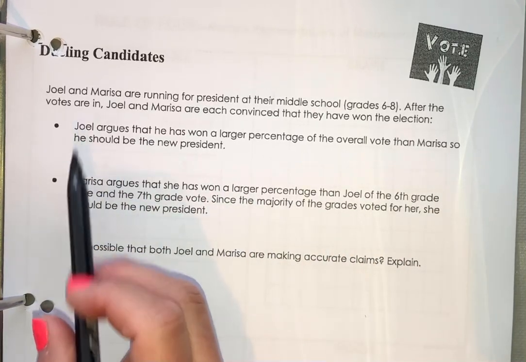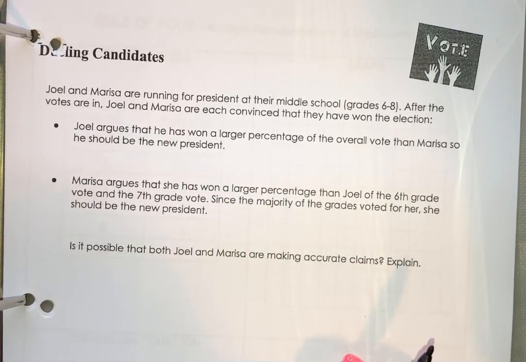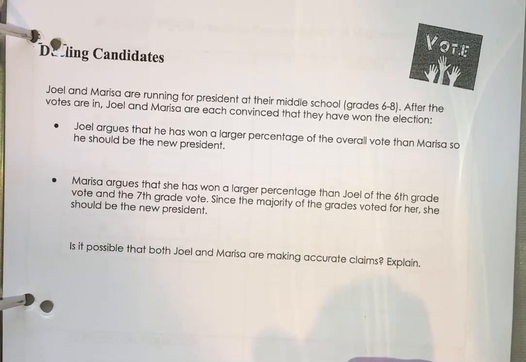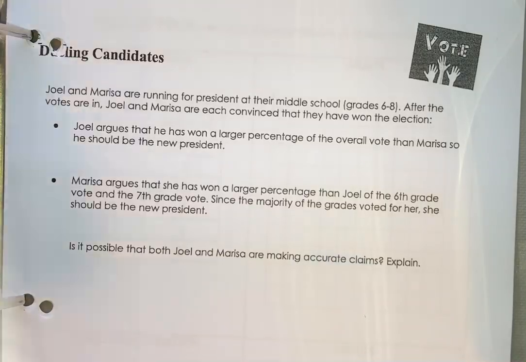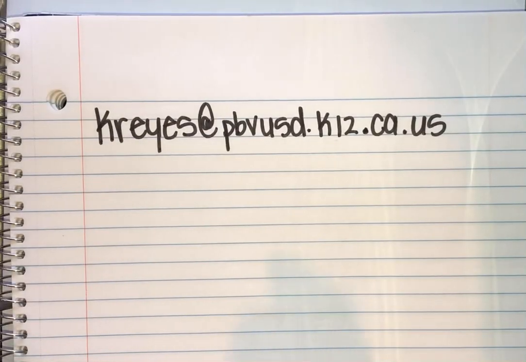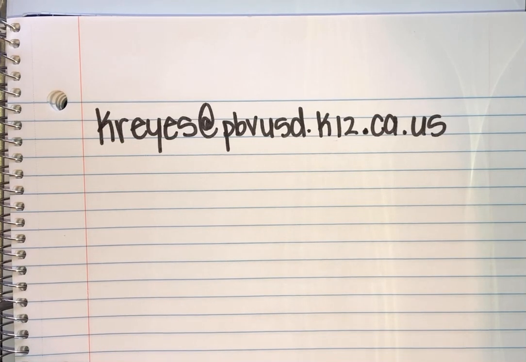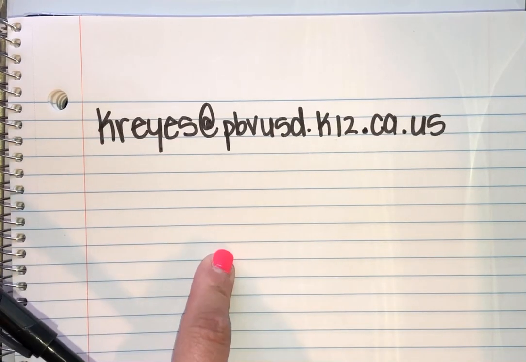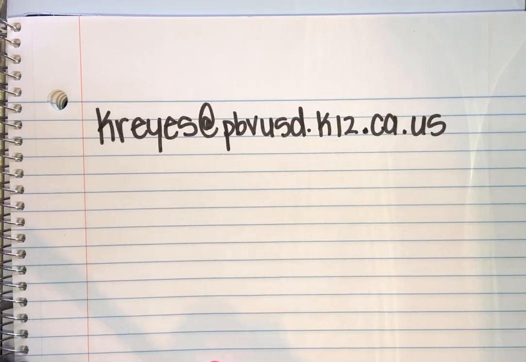So you have Joel and you have Marissa. So I want you guys to read through it and just provide me an explanation. What I would like you guys to do is email it to me. Here's my email address. Email me your responses, and I'm going to take some of those responses and I will post a video tomorrow, and we will discuss some of the answers that I received and see what you guys can come up with.